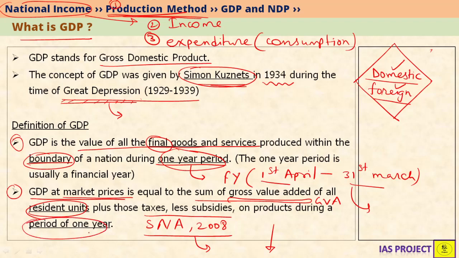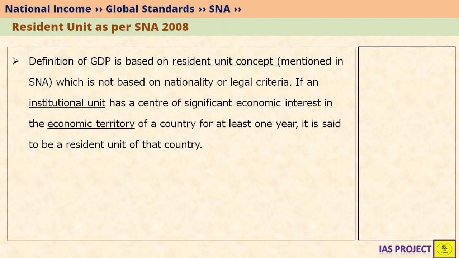So let's see the keywords which are given in this definition. Period of 1 year simply means again 1 financial year. Let's see what resident units are in the next slide. But before that, the sum of GVA of all resident units at market prices is considered as GDP. So let's see what is resident unit. Within the SNA, there is a concept called resident unit. Let's see the definition first and then understand what resident unit is.